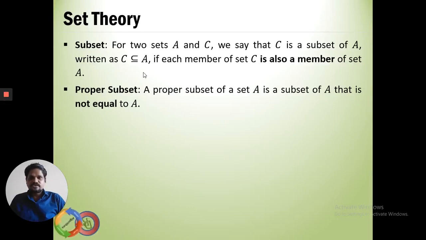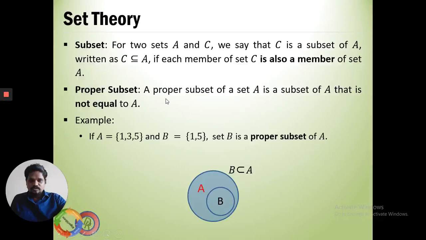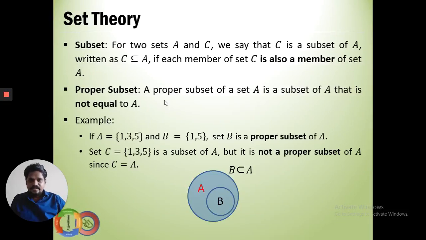Proper subset. If C and A are not equal, then they are a proper subset. It is definitely a subpart. Then it is called the proper subset. Now examples. Say there is a set 1, 3, 5, and we are taking another set with elements 1 and 5, so it is a subset and a proper subset. If I say C is equal to 1, 3, 5, then this is a subset but not a proper subset.